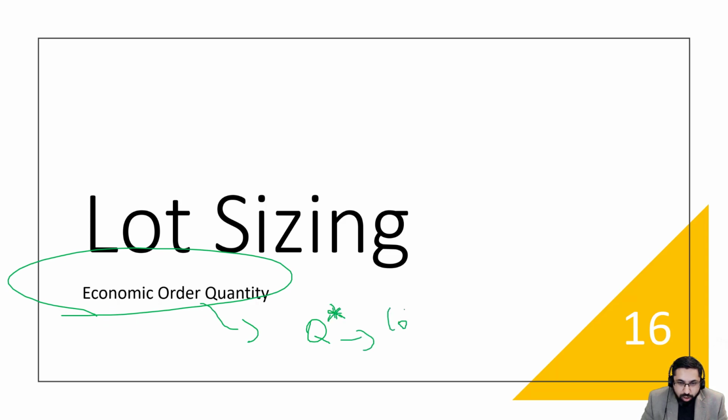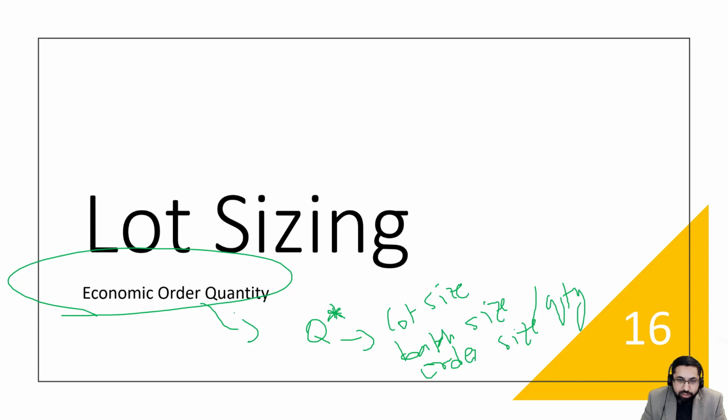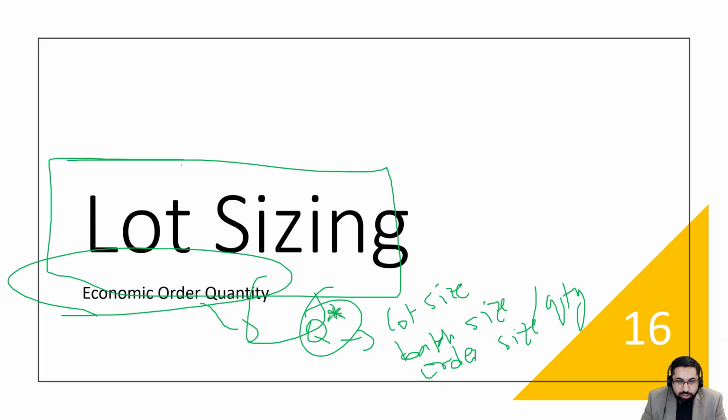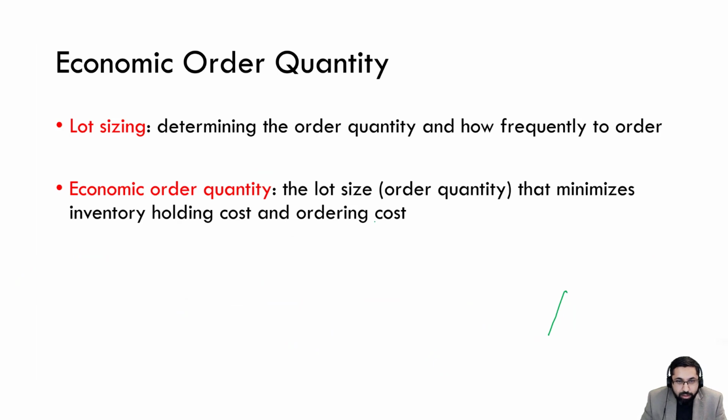This order quantity is your lot size, how much you order from the supplier or from your own manufacturing people. You might be sitting in a plant and telling the manufacturing people to produce this much. So Q star is called lot size, batch size, and also order size or quantity. All of these terms are for this optimal quantity Q that you want to produce or purchase from a supplier. Economic order quantity is the optimal lot size that you want.